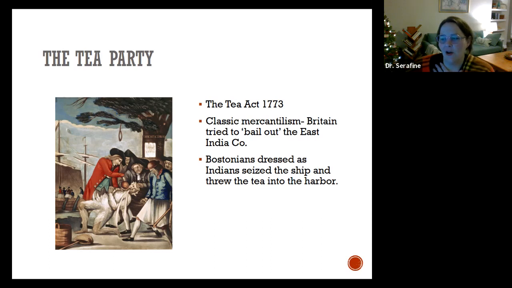And here we have an attack on the Boston tax collector. This is a tarring and feathering, which could be deadly. You're literally covered in hot tar and covered in feathers. If you weren't killed from a tarring and feathering, you would certainly be disfigured by it.